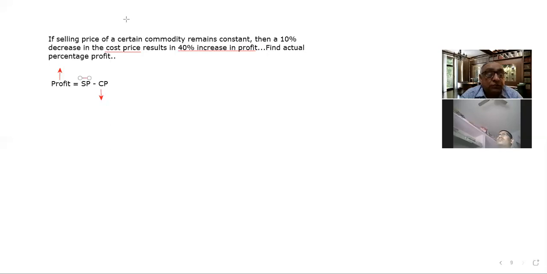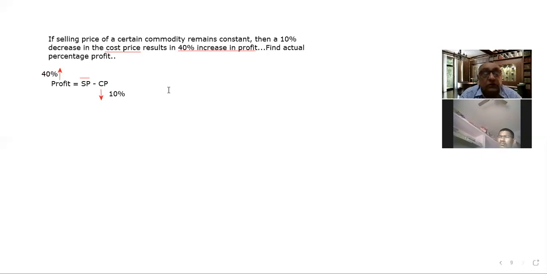A 10% fall in cost price has resulted in a 40% rise in the profit, right? So quite an easy question now. What do we need to find? We need to find the profit percent.